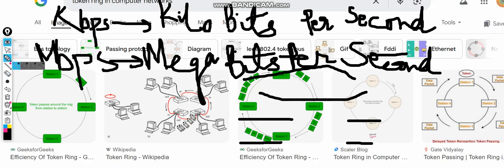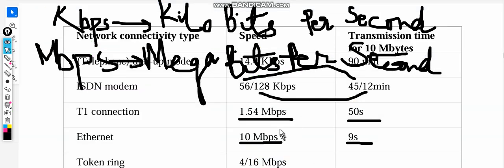Here, this is a token ring. In a token ring the speed is 10 megabits per second, and I need only 9 seconds to transmit 10 megabytes of data. See here there is a difference. This is bits per second, and this is bytes, megabytes.